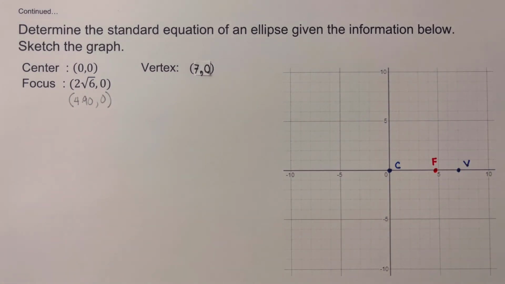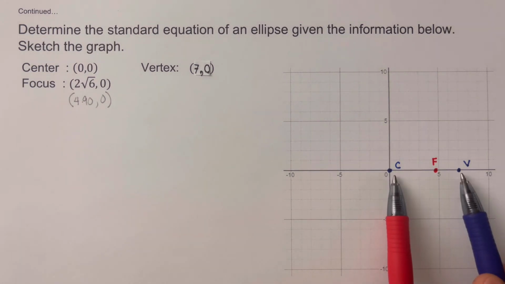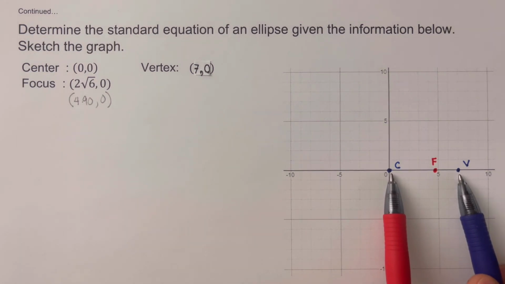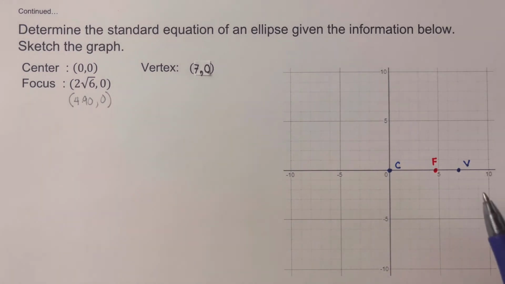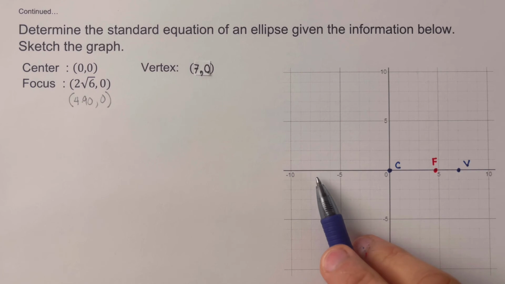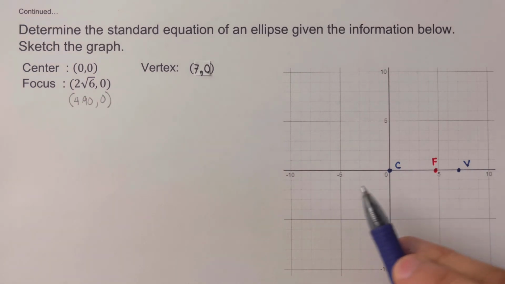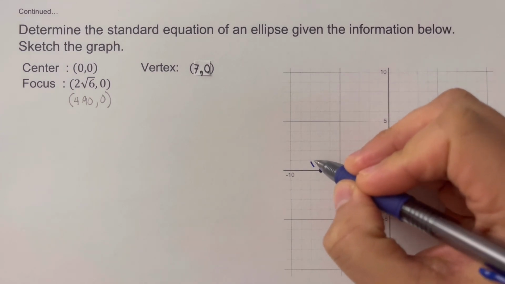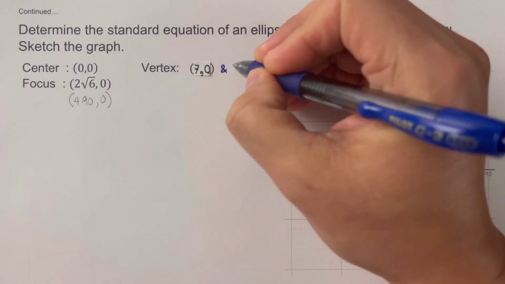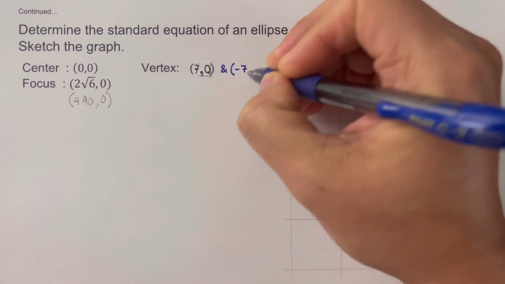Now, we remember that the distance from the center to the vertex and the distance from the center to the other vertex will be the same. This tells us that the other vertex sits on the opposite side. So that would be on -7, 0. So I will put this as the other vertex. So this is also going to be -7, 0.